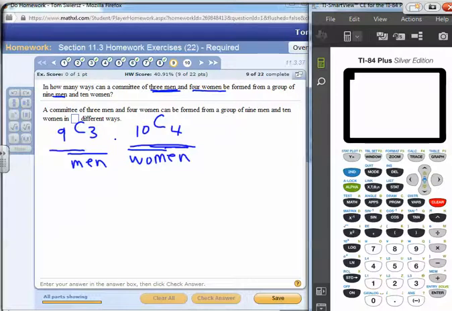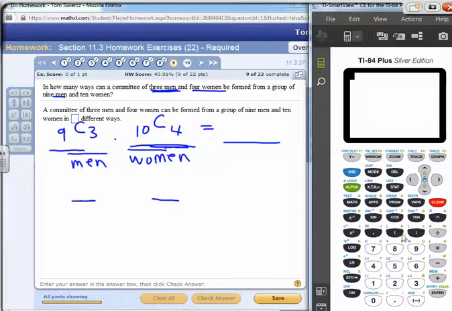So we're going to do each of these combinations, get an answer for 9C3, then 10C4, and then multiply those 2 numbers together, whatever they are, and that will be our final answer. So again, when you've got 2 different groups, you've got to do the combinations for each group separately. 9C3 because 9 men, you're picking 3 from a total of 9, and 10C4 for the women, 10 women, and you're picking 4. Okay, so we're going to do each of those on the calculator, and then we'll multiply them together.